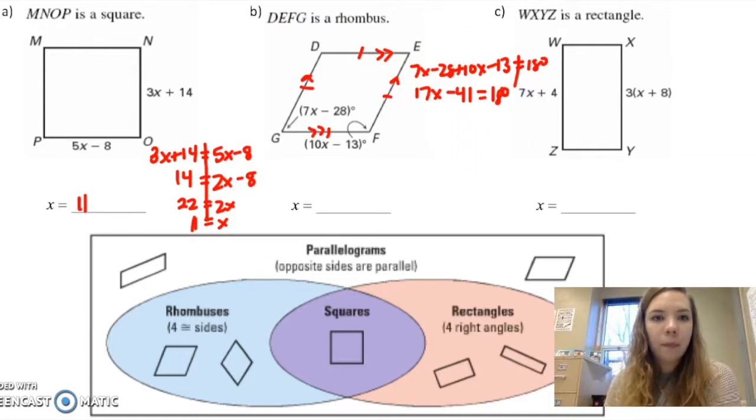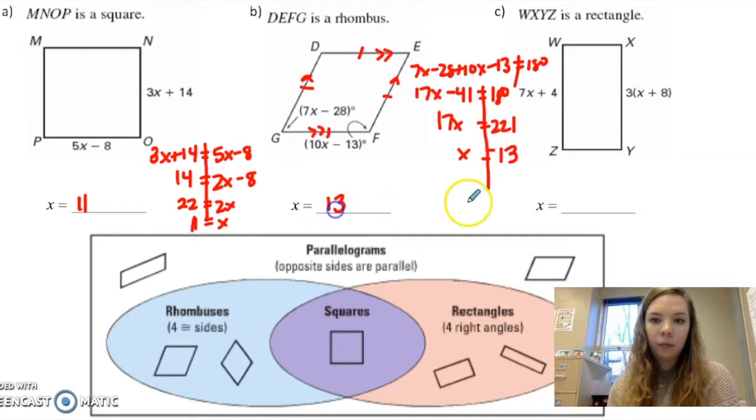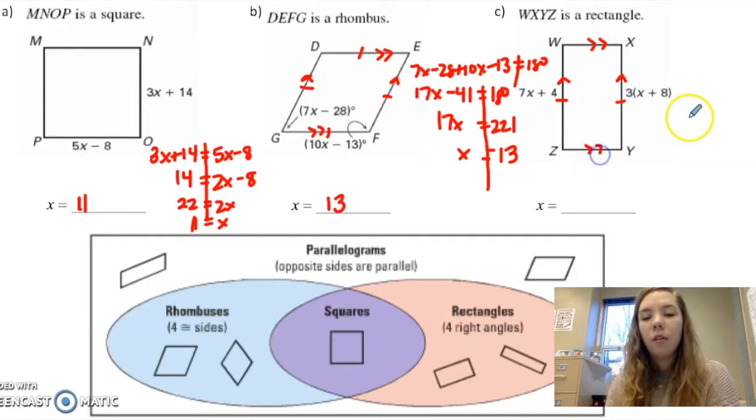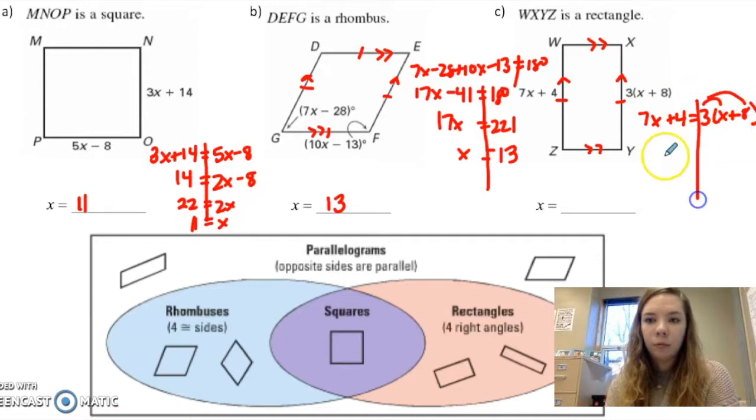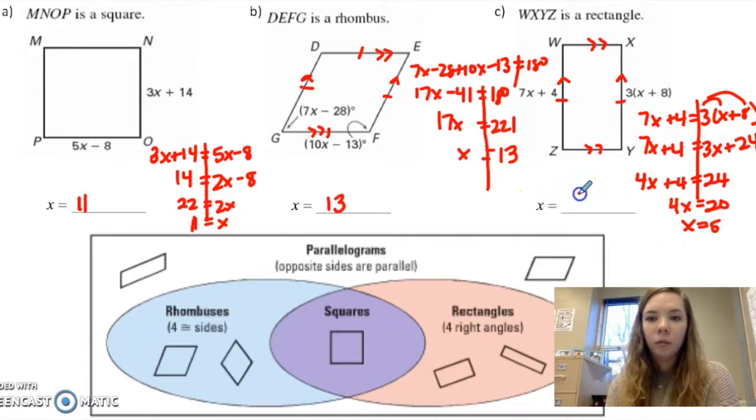Scoop that over a little bit. So that gives us 13. Then for C, if this is a rectangle, that makes my opposite sides congruent, although that's true of all parallelograms actually, not just rectangles. So we'd set them equal to each other. All right.